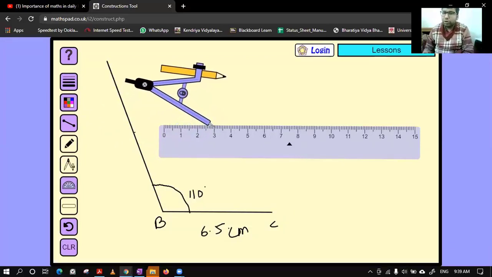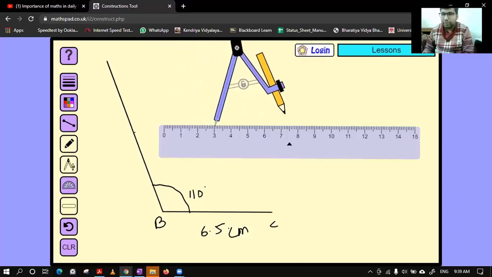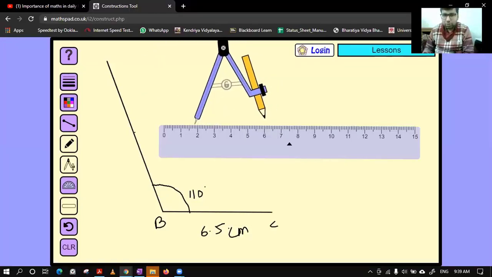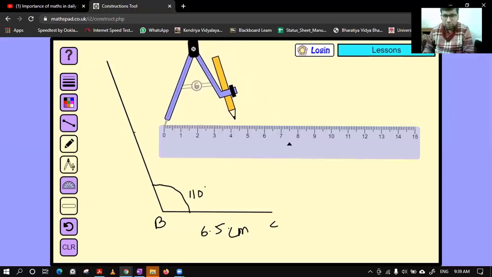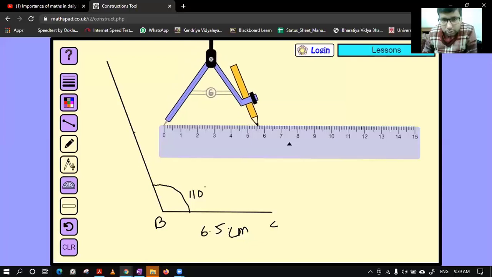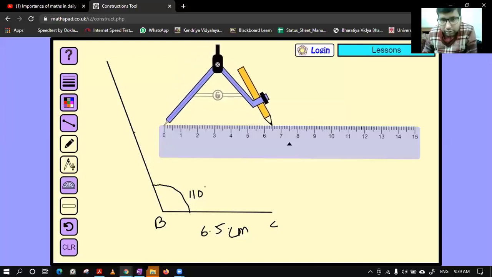Kritika, for now you can draw using this protractor. Soon, at the end of the chapter, I will explain this angle 110. It is a little bit tricky one, so we'll discuss it at the end. Okay, so 6.5 is this much. 6.5 is here, and that's it.